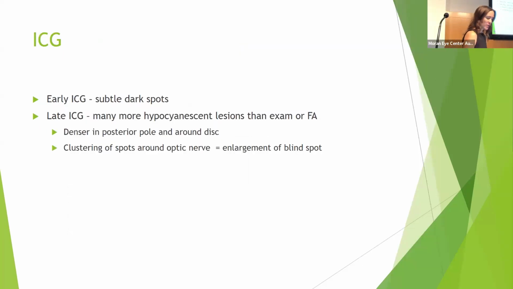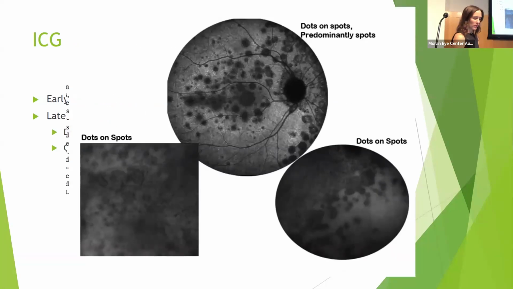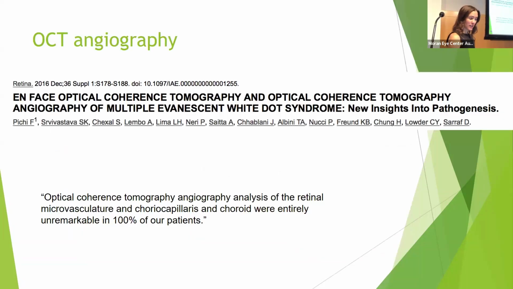On ICG, hypofluorescent lesions are seen in the posterior pole and extending into the periphery, often many more on ICG than we see on exam or other imaging modalities. And this suggests possibly some deep choroidal involvement, contributing to previous thoughts that there was choriocapillaris injury in this disease, in addition to the photoreceptor abnormalities we see. But OCT angiography sort of paints a different picture. As this paper reports, all the patients studied with MEWDS had actually normal choriocapillaris and normal choroids. So that points away from choriocapillaris injury and implicates the outer retina and photoreceptors in the disease.